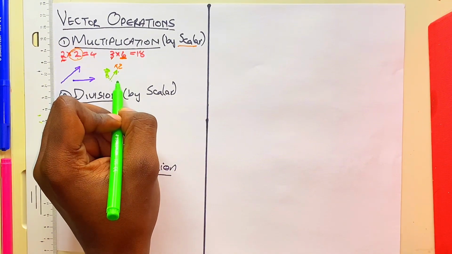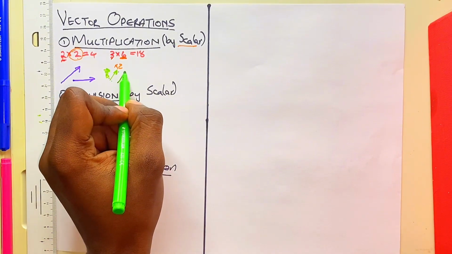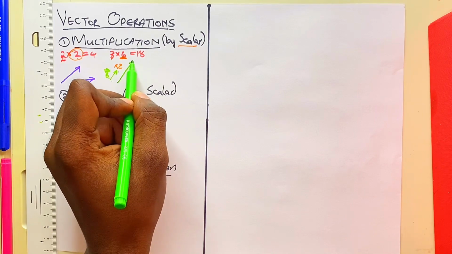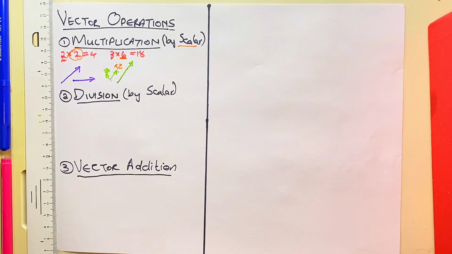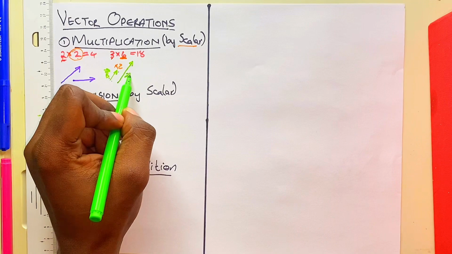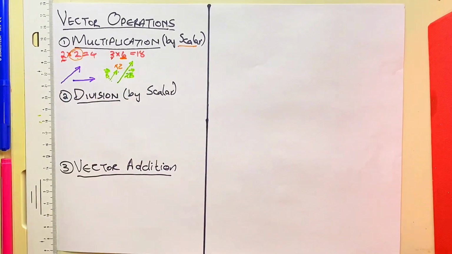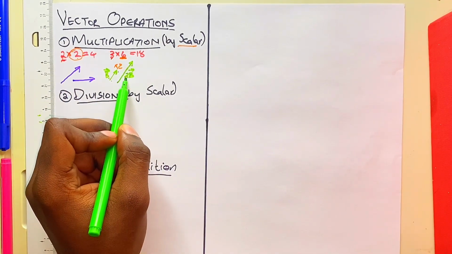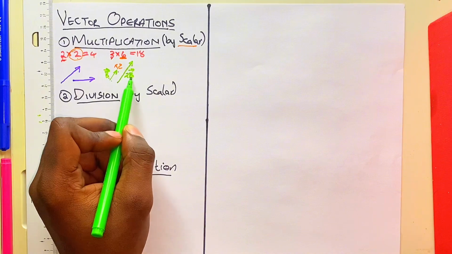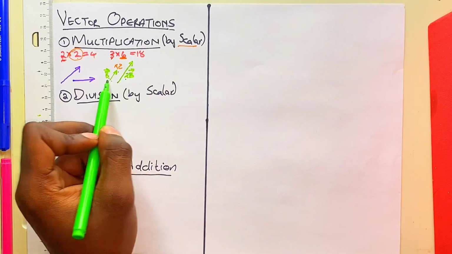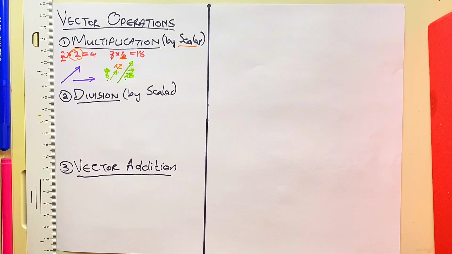So when you multiply it by 2, it will be in the same direction, but it will be twice as long. And now it will become 2b, because it has been multiplied by 2, which means now it is twice what b was, right?